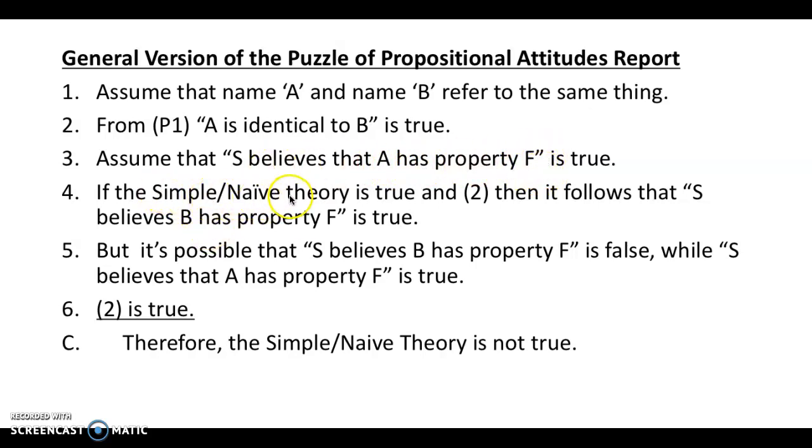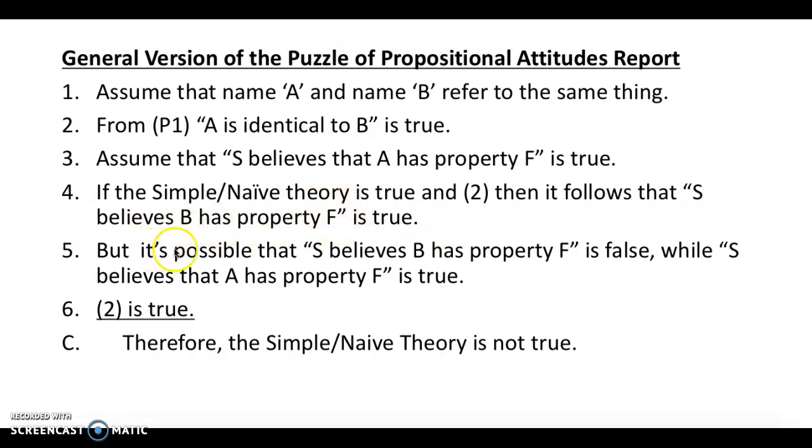Well, if the simple theory is true and premise 2 is also true, right, that A is identical to B, then it follows that this particular person S also believes that B, this person, has property F, making this sentence, S believes B has property F, true.